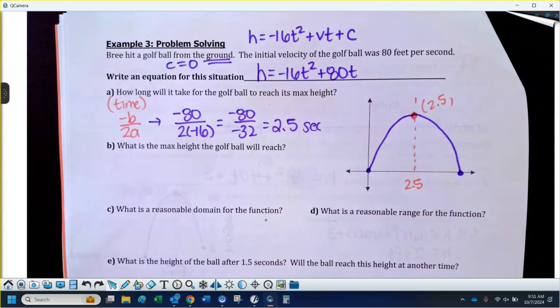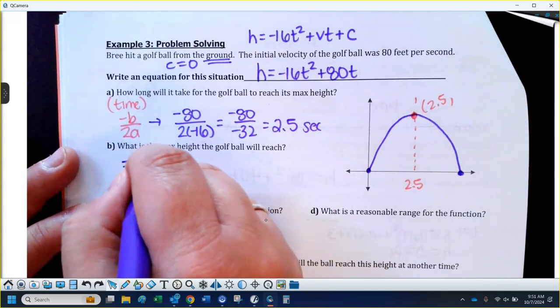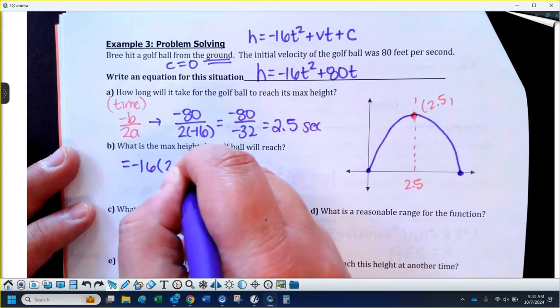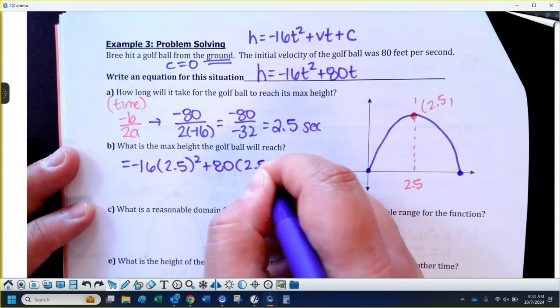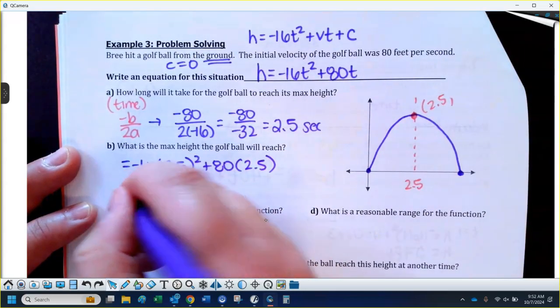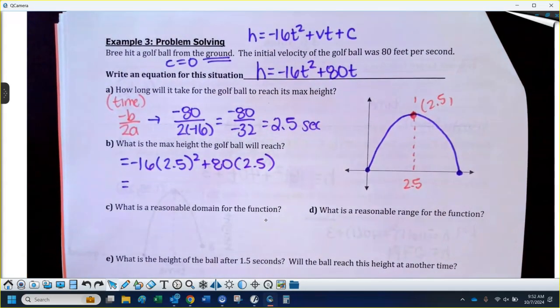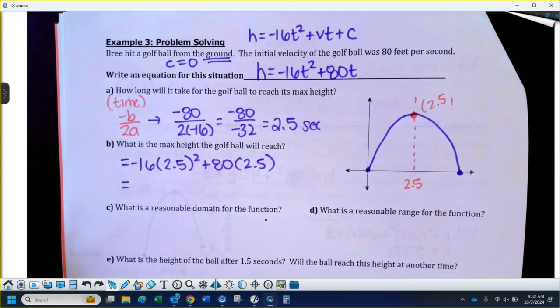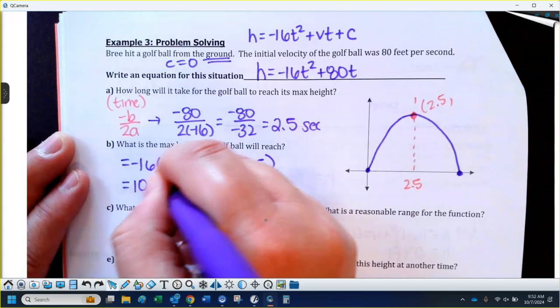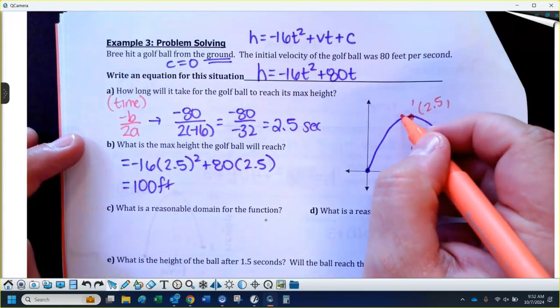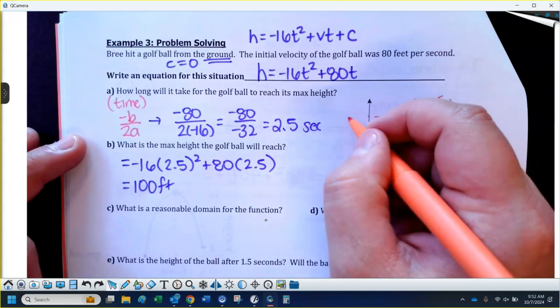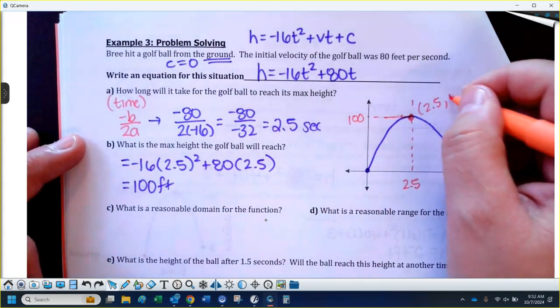What is the maximum height? All we got to do is take and plug in 2.5. So I do -16 times 2.5 squared plus 80 times 2.5. Did anybody do that on their calculator? Can you tell me what it is? What'd you get? 100. Okay. This would be feet, so that's going to be the maximum height of this lovely golf ball. So I'm sure this is not drawn to scale.